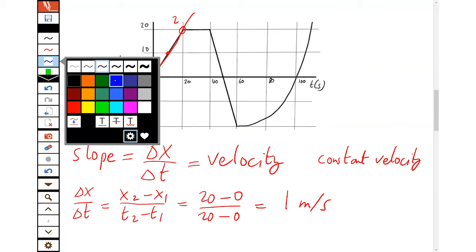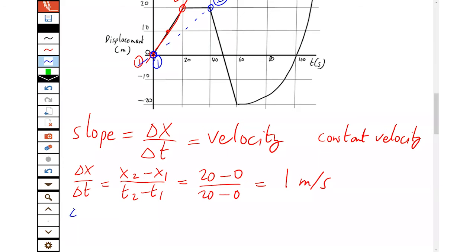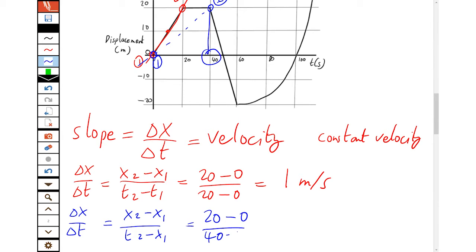But we can take it between any 2 points. For example, if we take it between here and here, so that's our second point, that's our first point, we'll find the average velocity, even though it stopped for a while. So in that case, the new position minus the old, the new time minus the old, so that's 20 meters minus 0 over 40 seconds minus 0. So the average velocity is now much slower.